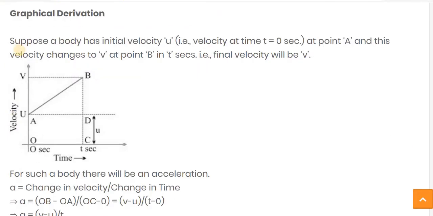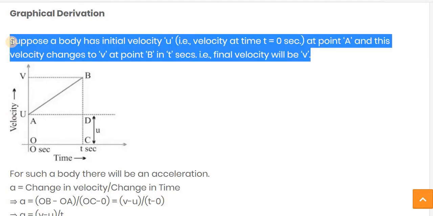For the graphical derivation, suppose a body has an initial velocity u. For example, the velocity at time t equal to 0 seconds at the point A, OA, is u. u means the initial velocity at the point A. And this velocity changes to v at the point B. Here the velocity changes from A to B in t seconds. From 0 to t seconds, the final velocity has changed.